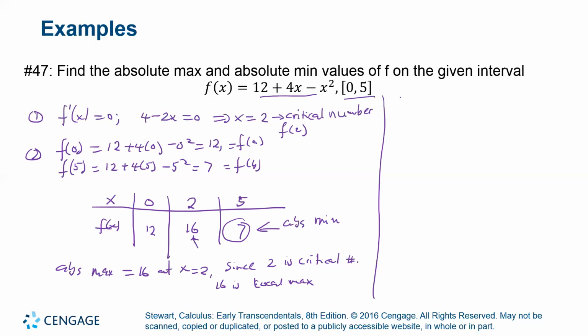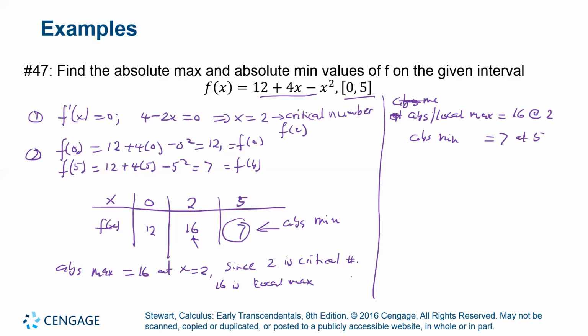So if we summarize that, the absolute and local max is 16 at 2. And then we have the absolute min, which is 7 at 5.